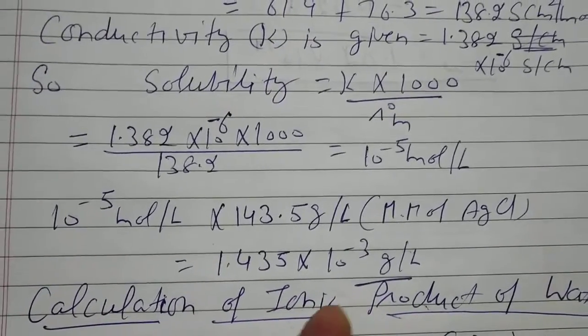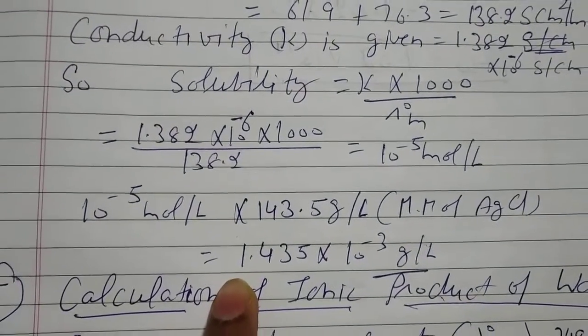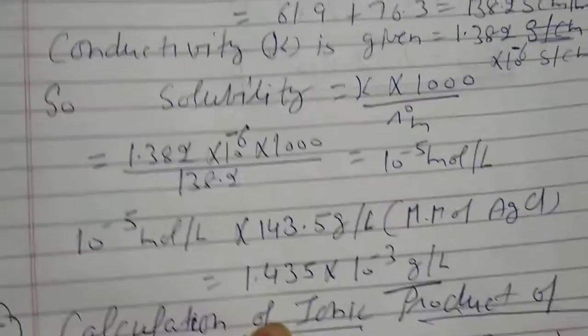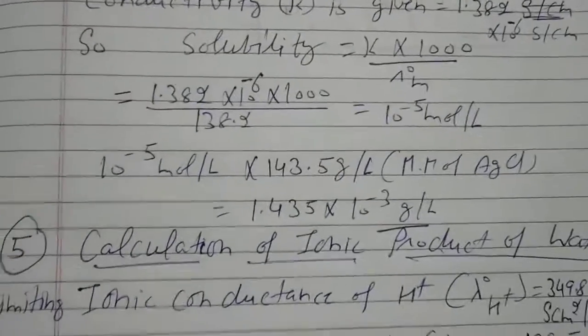This means how much silver chloride dissolves in 1 liter? 1.435 into 10 raised to power -3, which is very less. That's why these are called sparingly soluble salts.